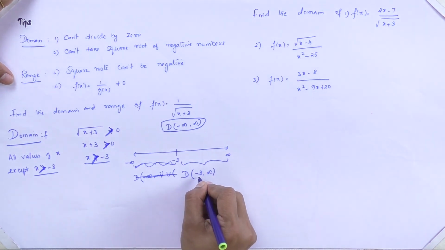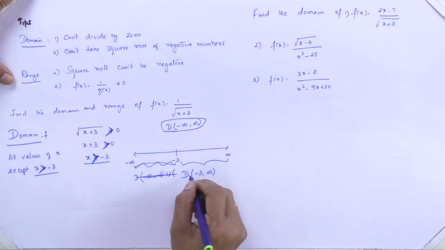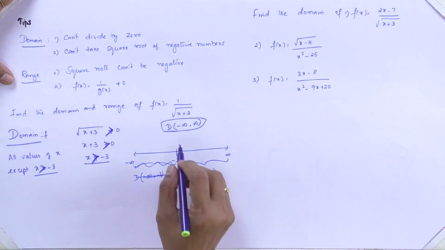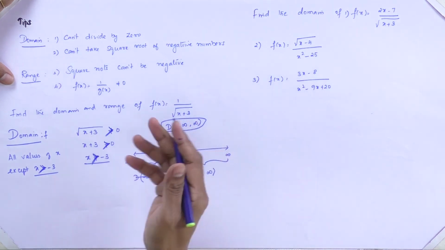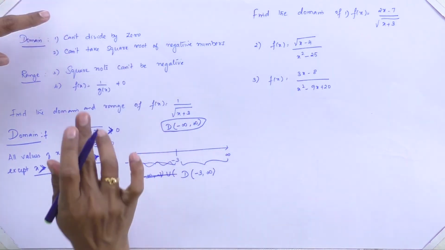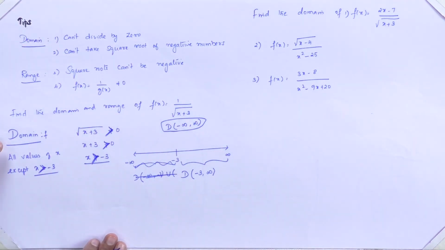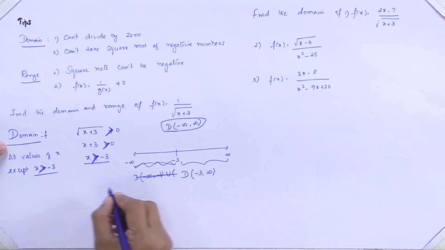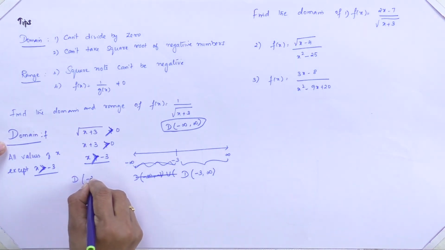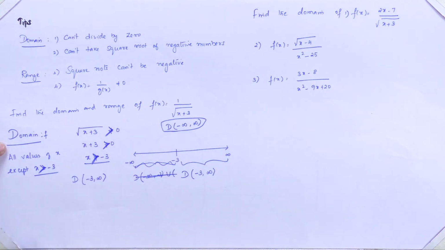What happens if I take minus 3 here as a closed interval? If I include that point, I will get 0, so therefore it will become infinity, which violates. So that is the domain of the function. So the domain here is minus 3 comma infinity.